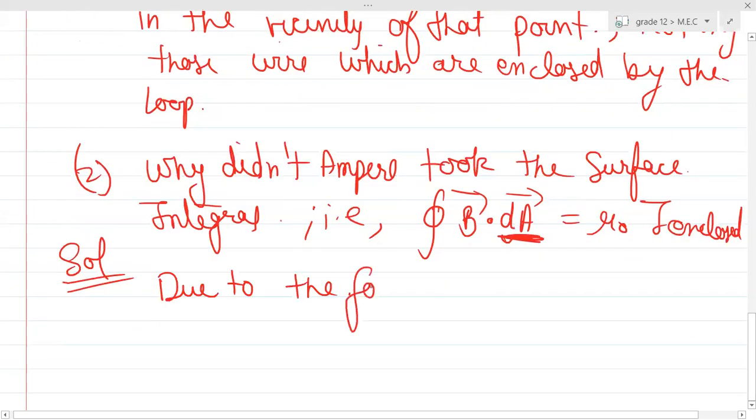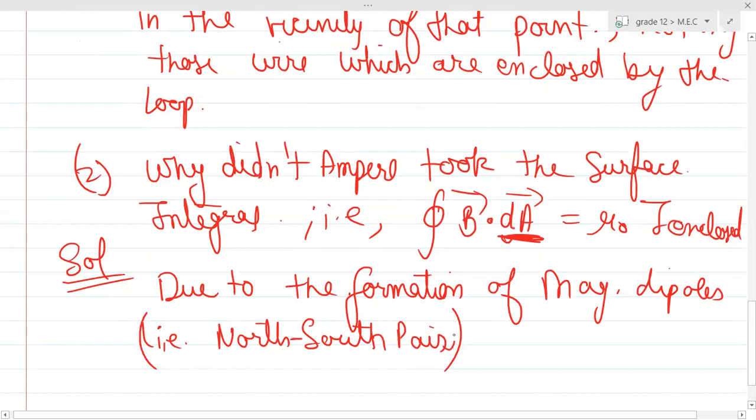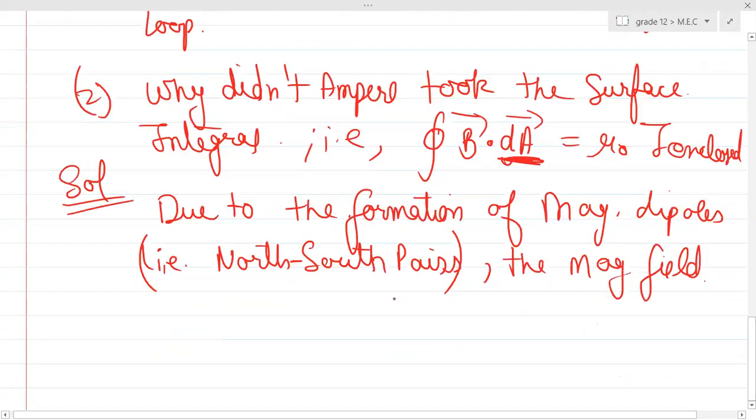So always remember, due to the formation of magnetic dipoles, that is, the north-south pair, the magnetic field lines are always in the form of closed loops.